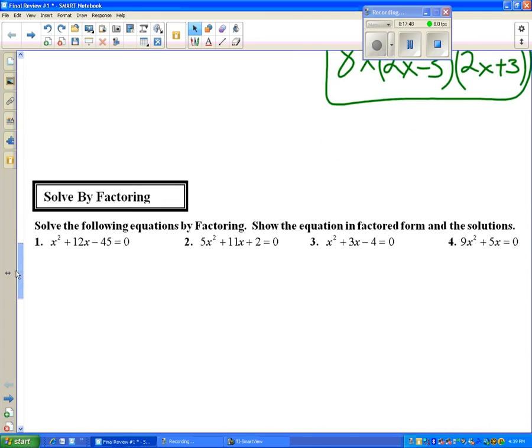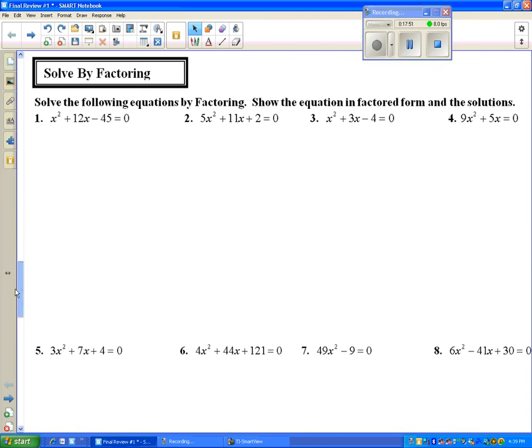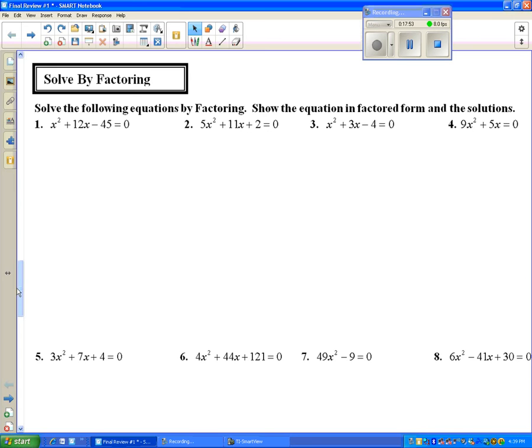Keep working our way down. Solve by factoring. Solve the following equations by factoring. Show the equations in factored form and the solution. So I want to factor and then solve. So let's take these one step at a time.